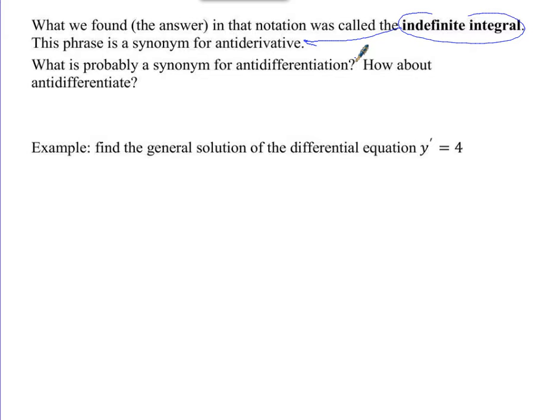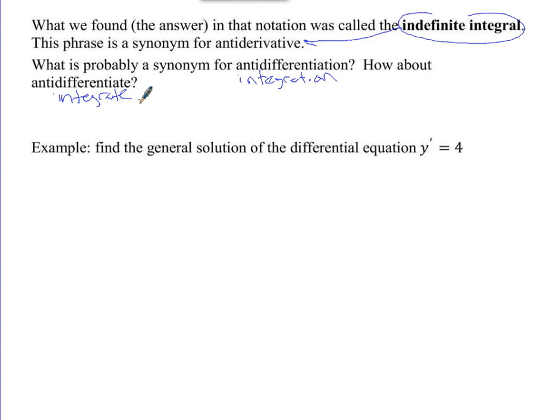So what is a synonym for antidifferentiation then, if indefinite integral is a synonym for antiderivative? Integration, that's right. Antidifferentiation has a synonym of integration. What about antidifferentiate? Very good. Integrate.